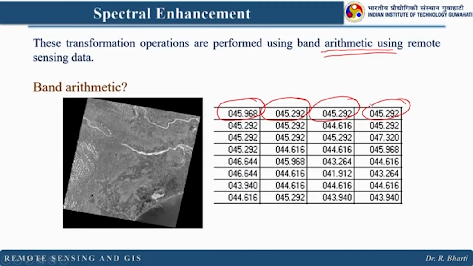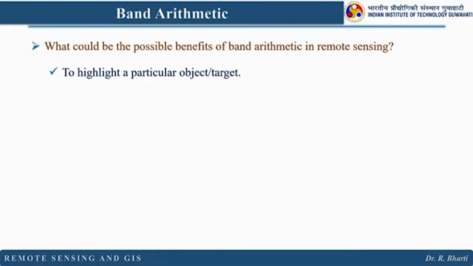There are a few fundamental questions I would like to ask. The first one is, what could be the possible benefits of band arithmetic in remote sensing data? The simple answer is to highlight a particular object or target, which we have already seen in spectral enhancement. So band arithmetic is the way we achieve spectral enhancement.